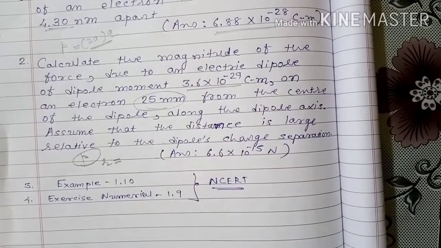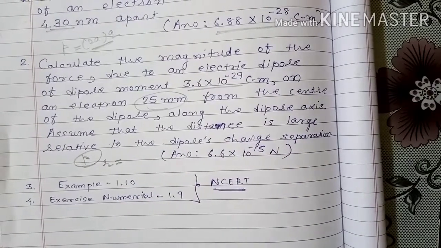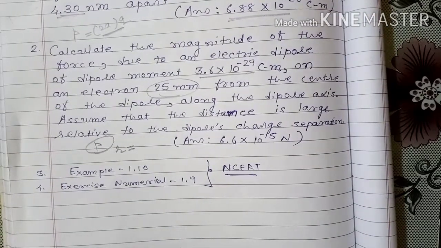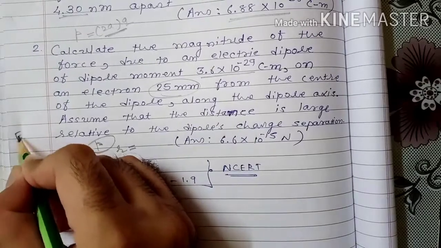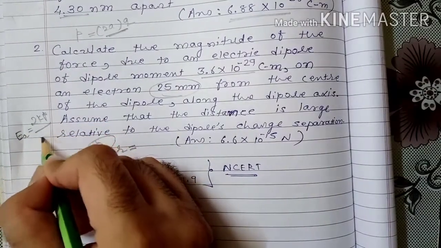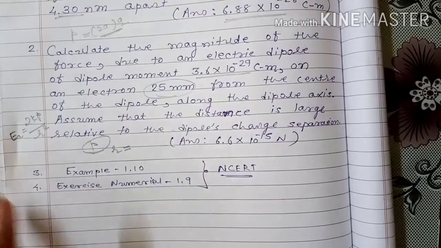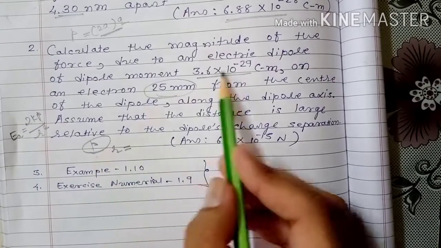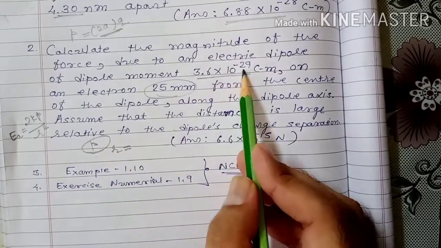It means here we have to consider this test charge to be very far away from the dipole. If the given point is far away from the dipole, then we can use the formula of electric field on the axis, that is Ea is equal to 2kp upon r cube. K is 9 into 10 raised to 9. P, the dipole moment, is given to us as 3.6 into 10 raised to minus 29 coulomb meter.